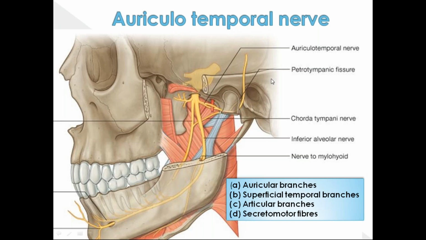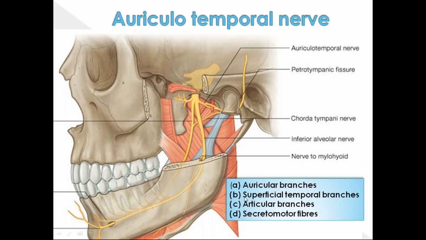So the auricular branch, in short, supplies the auricle and the cuticular part, that is the external part, of the tympanic membrane. The next branch it gives in the temporal region is the superficial temporal branches. Mainly it supplies the skin of the temple. No other specific supply here.